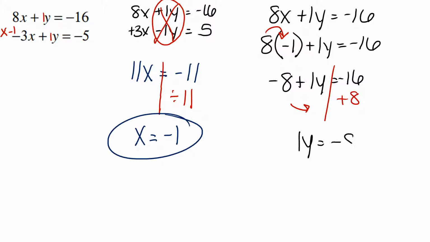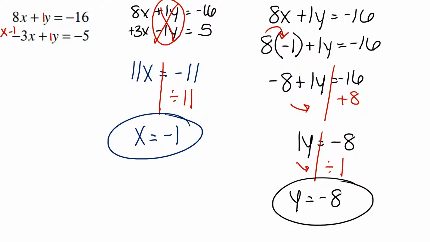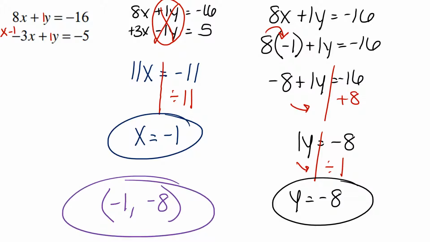Negative 16 plus 8 is a negative 8. And our last step is to divide. When we divide by 1, the answer stays the same. Y equals negative 8. When we write our answer, we write the x answer first, negative 1, and then the y answer, negative 8.